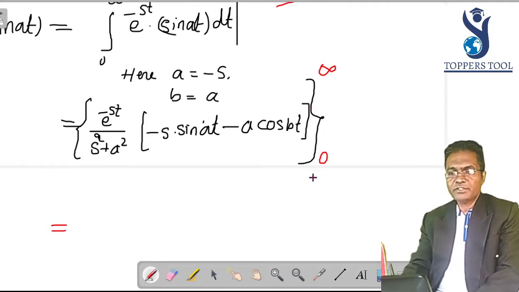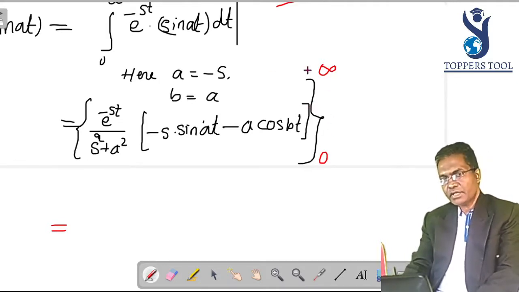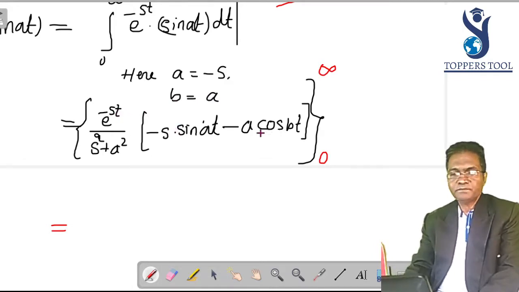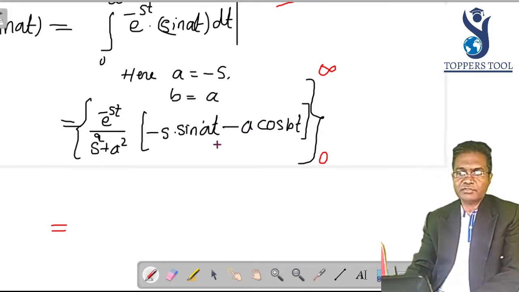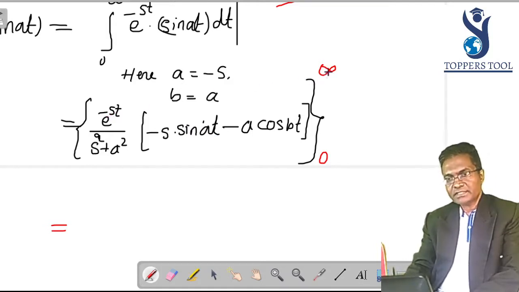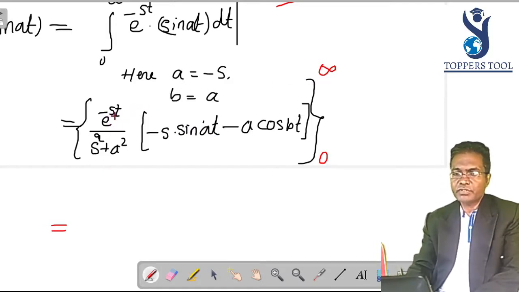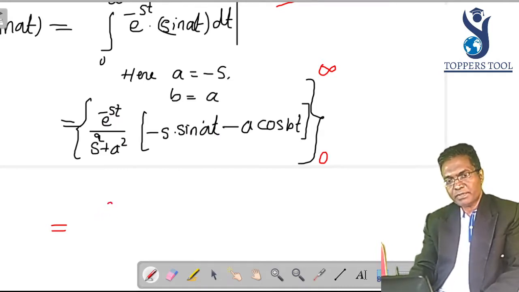Now if you apply the limits 0 and infinity, when you replace t by infinity, it turns into infinity by infinity form, and when you evaluate by L'Hospital's rule, you will get the first term as 0. So after substituting the upper limit, e power minus infinity, and this is infinity. So infinity by infinity, and on evaluating you will get 0. Please remember, the first term becomes 0 when you apply the limits.